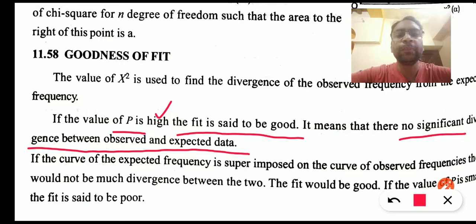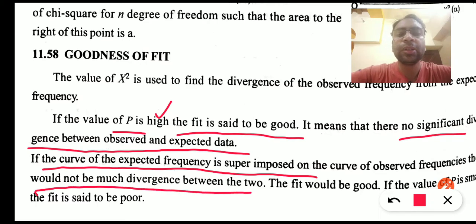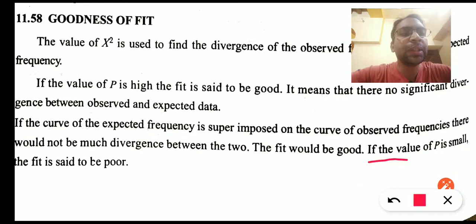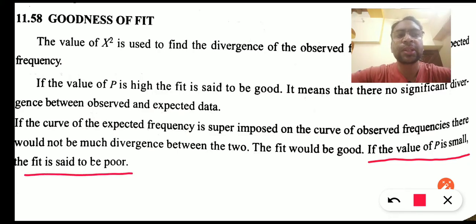So whenever the value of p probability is high, then the fit is said to be good. It means that there is no significant difference between the observed and expected value. And if the curve of the expected frequency is superimposed, then also we will say that there is not much divergence between the expected and the observed frequencies, and the fit would be good in this case. And lastly, whenever the value of p is small, then we say that the fit is poor. That means there is a significant difference between the observed and the expected values. So this is the goodness of fit.